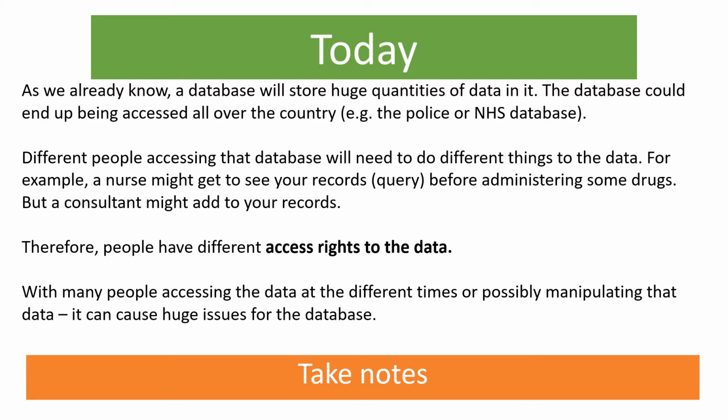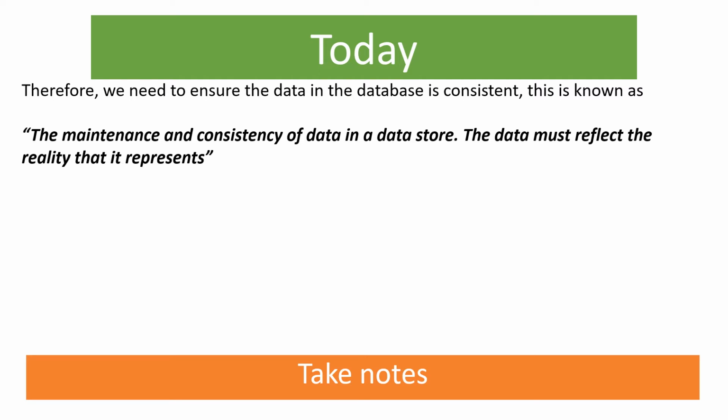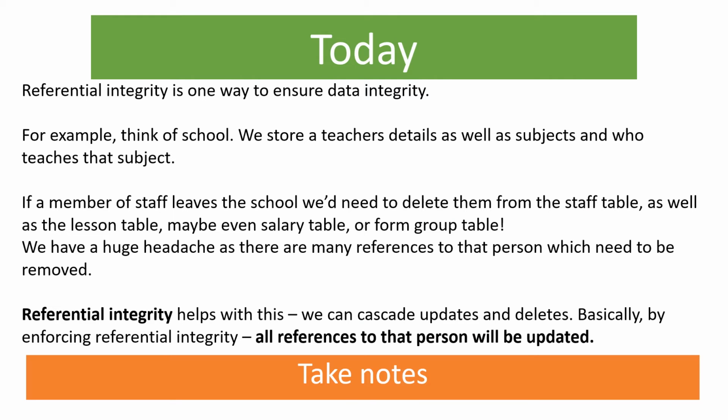Now, with people accessing the data at different times, this can actually cause us issues. Therefore, we need to make sure data is consistent. Remember, we looked at consistency of data before: maintaining consistency of data in the data store, which must represent the reality that it represents. And referential integrity is one way to ensure data integrity.